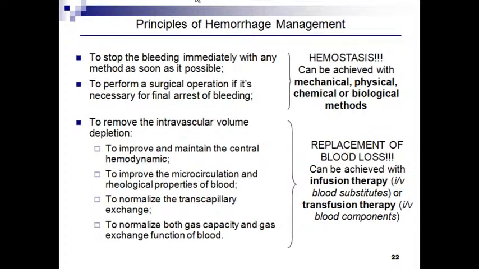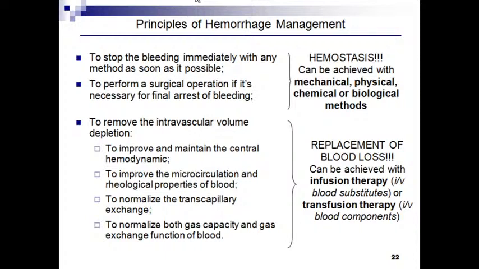So, let me resume my lecture. Third part of the lecture, principles of hemorrhage management. How to manage a patient with bleeding, with hemorrhage. There are some principles of management.